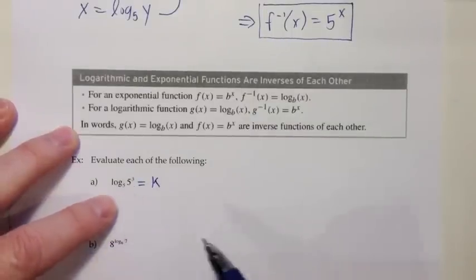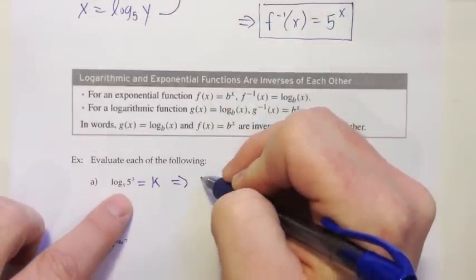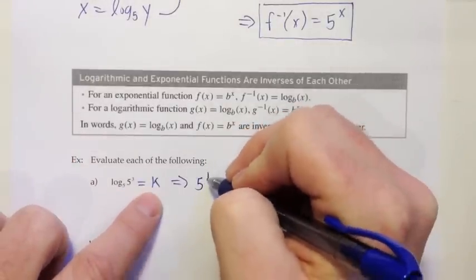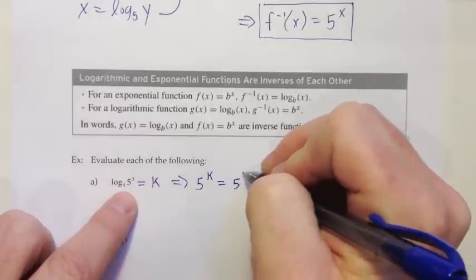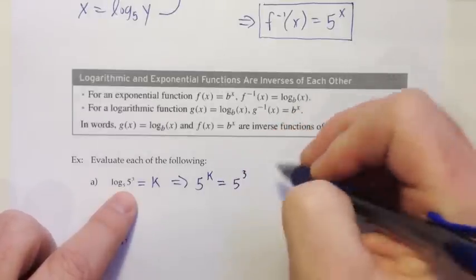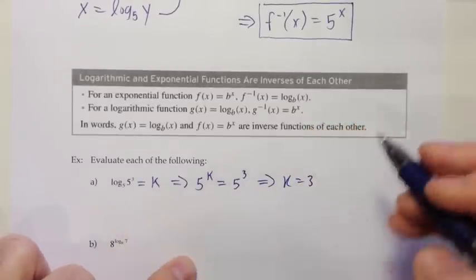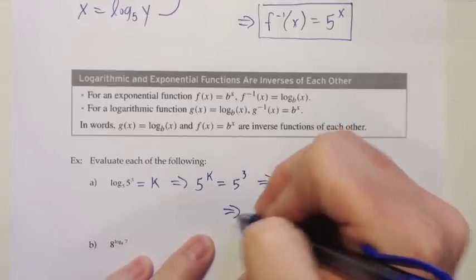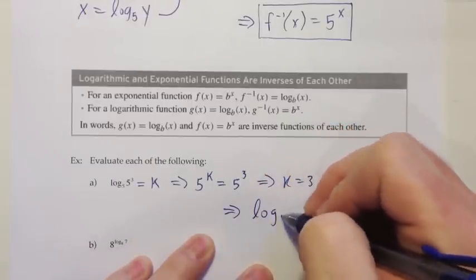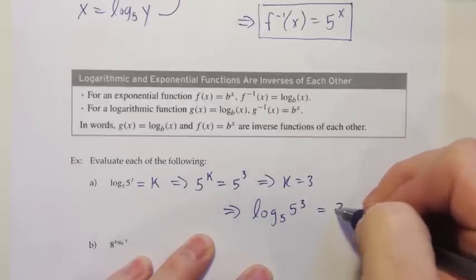So I write it out this way, and then I would re-express it as an exponential, so the base 5 to the other side, k, should be equal to the inside, which is 5 to the third. And the bases are the same, so the exponents are the same. So k equals 3, and 3 was the answer, or k was the answer to this whole log. So that means that the log base 5 of 5 to the third is equal to 3.